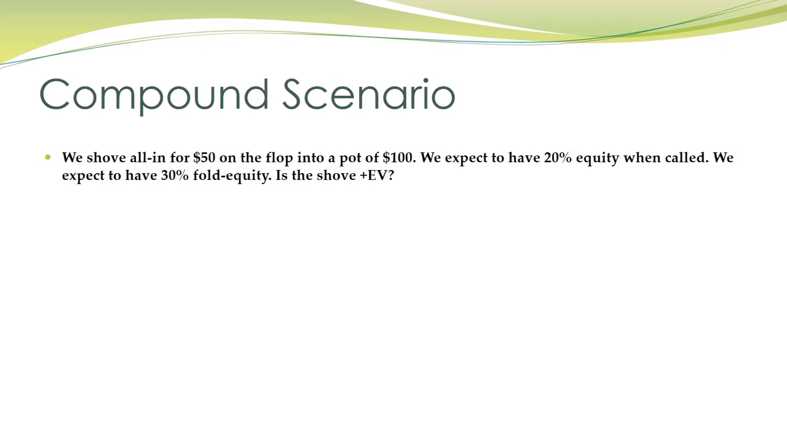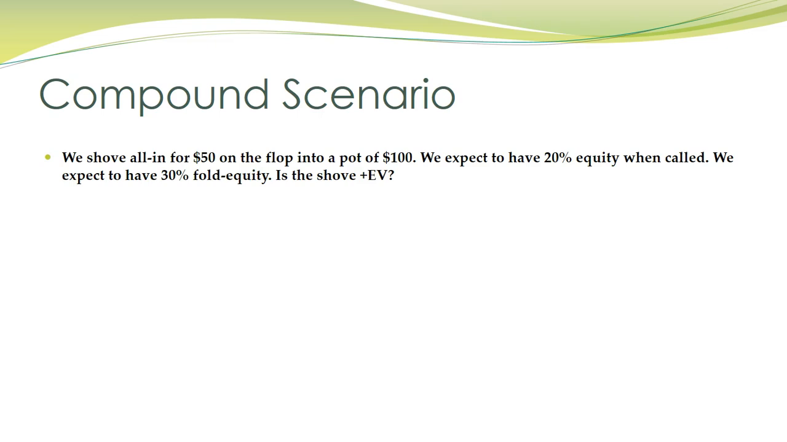And we expect to generate some fold equity. Sometimes we'll get called, but we also expect to generate some fold equity. So we expect to have 20% pot equity when called. However, we expect our opponent to fold 30% of the time against our shove. Question, is the shove plus EV?